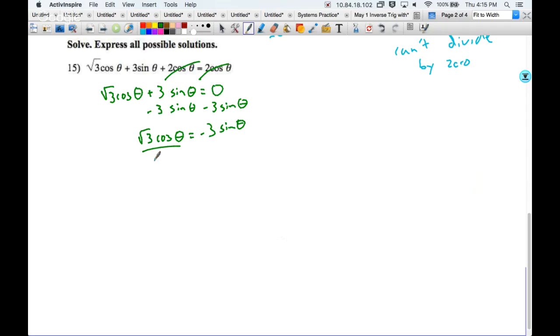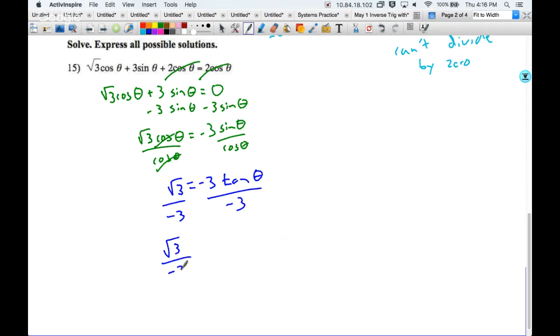Going to divide both sides by cosine of theta. On this side, it will cancel out. And on this side, by the quotient identity, sine theta over cosine theta will become equal to tangent. So root 3 equals negative 3 tangent of theta. Move the -3 over. And I get root 3 over -3. It doesn't really matter where that negative goes, equals tangent of theta.